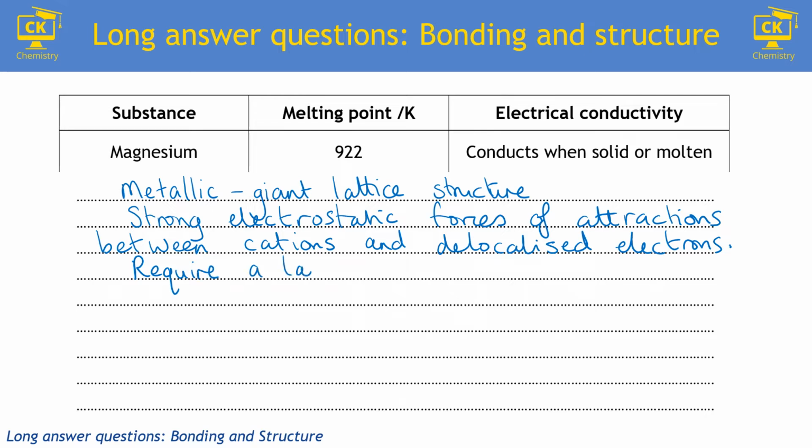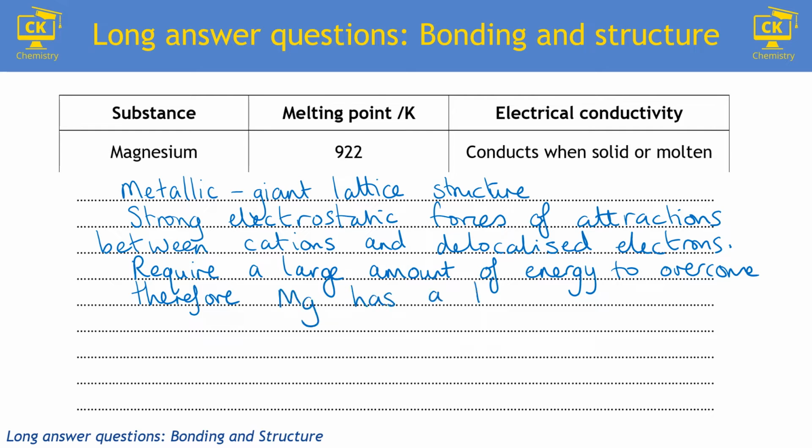a large amount of energy to overcome or to break the bonds. Therefore, Mg has a high melting point. Don't forget to do that stating the obvious thing, so that otherwise you're not linking your answer. If you simply leave it at, oh, lots of energy to overcome, you haven't said which property you're actually explaining, so that is the stating the obvious point. So that link between forces of attraction, energy, melting point is a really, really useful thing to use in all sorts of long answer questions.